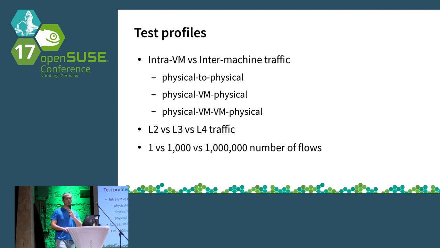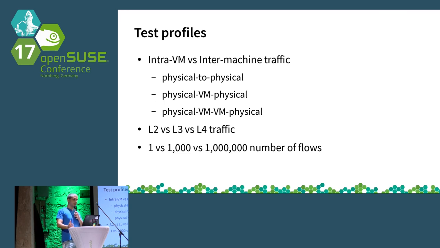Well, based on what I said in the earlier talks, we are facing two different types of scenarios. Because of the vSwitch, now we can have intra-VM traffic and we can have inter-machine traffic. So we want to verify both. We want to see how our machine behaves when we have east-west type of traffic and how it behaves when we have north-south traffic. And these scenarios are the ones that we're actually going to verify.